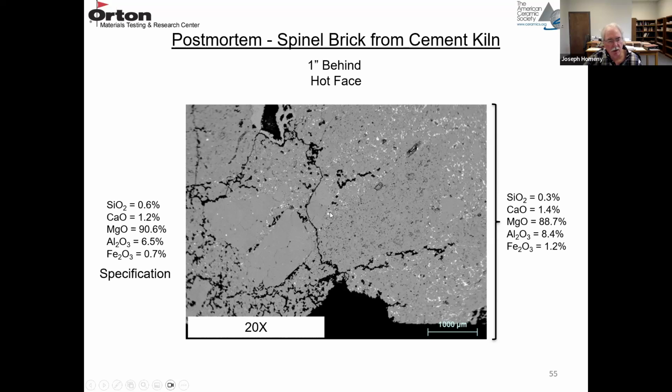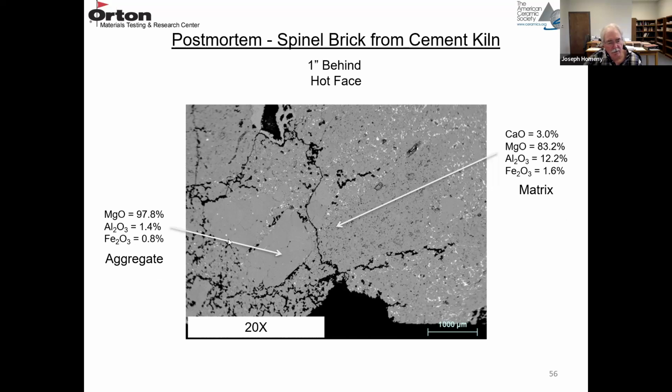So the chemistry that we measured was about 88% MgO, which is pretty close to 90%, and 8% alumina, and this is 6.5. So this is a bulk chemistry, and this is the chemistry over here, just at this field of view. But it's in pretty good agreement.